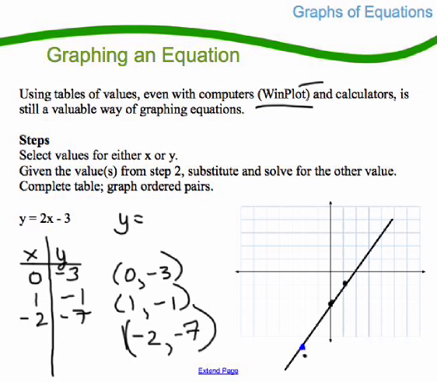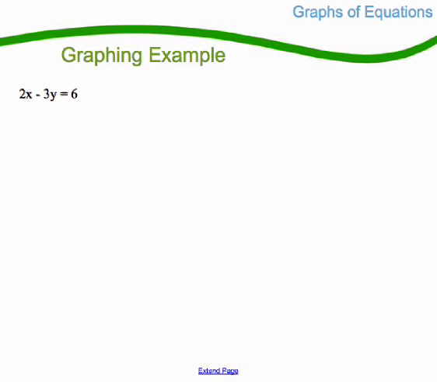Yeah. So what happened with this one probably is my graph just isn't right. This number probably should be up there somewhere. Then it would all be on the line. So that's how you can graph an equation using a table of values.